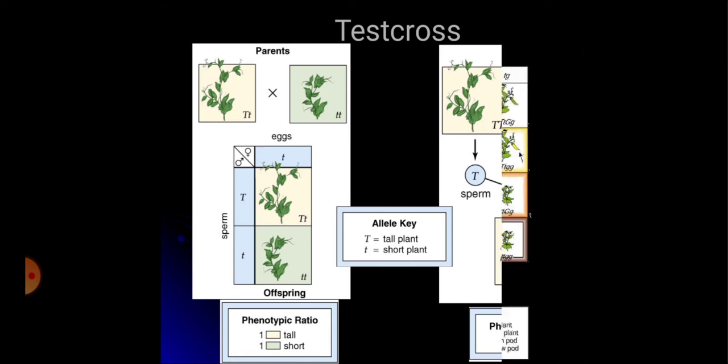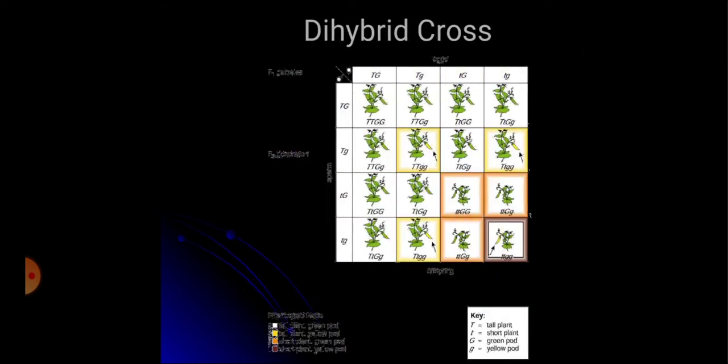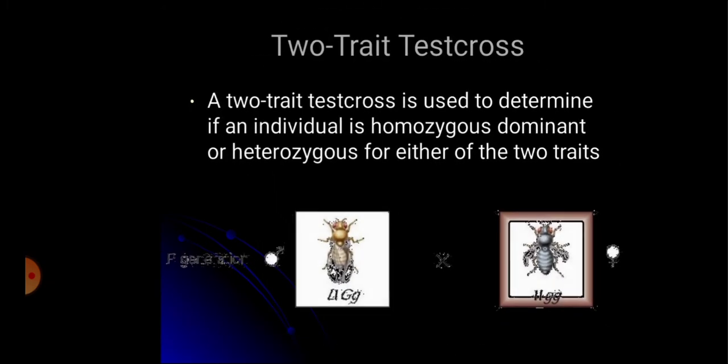The dihybrid cross. Ayan po ang ating dihybrid cross. And the two-trait test cross is used to determine if an individual is homozygous dominant or heterozygous for either of the two traits. That is two-trait test cross.